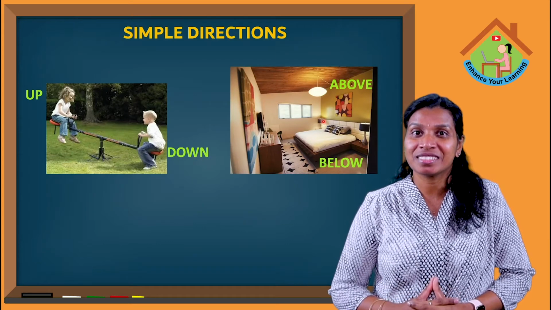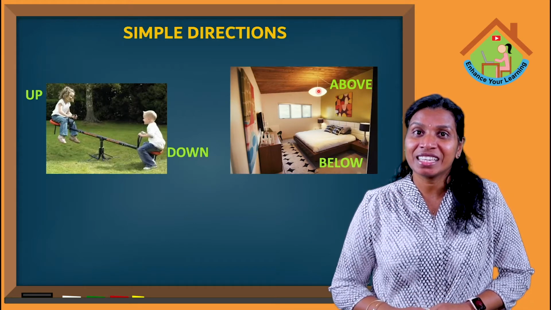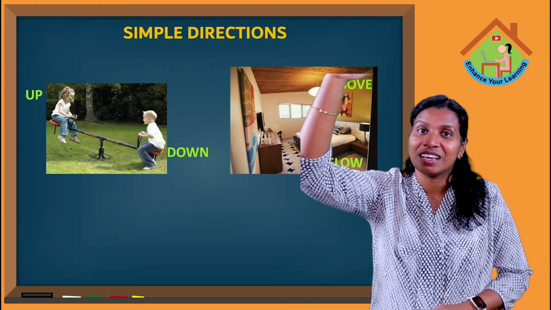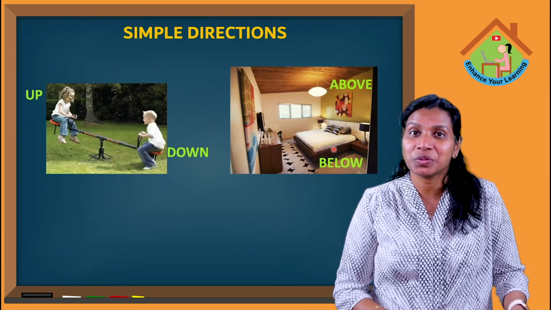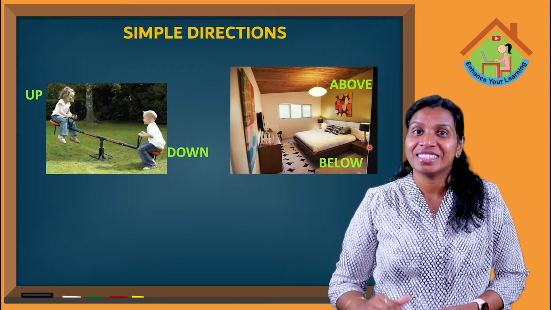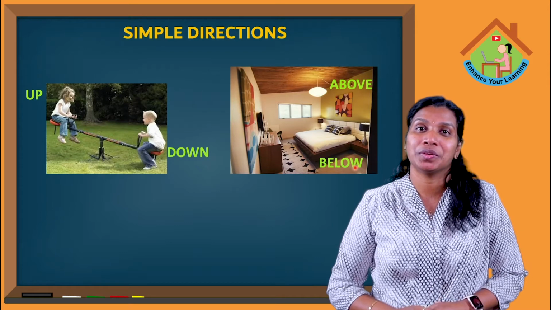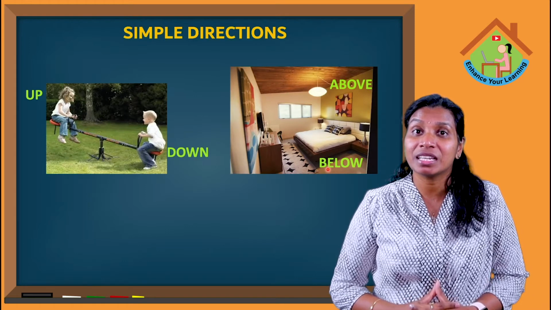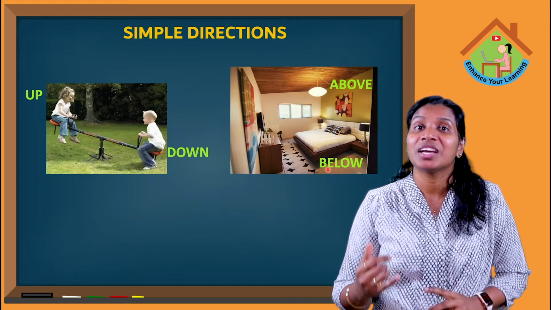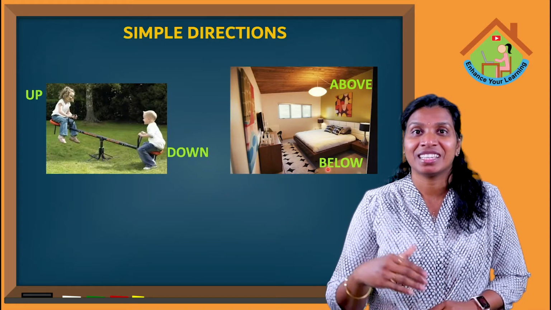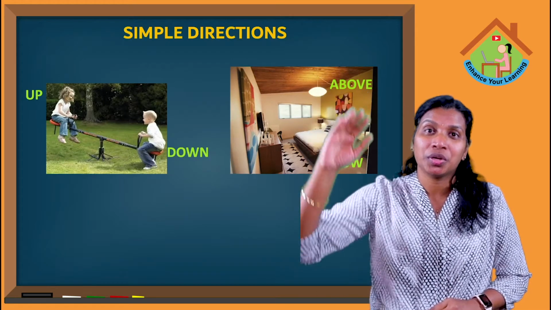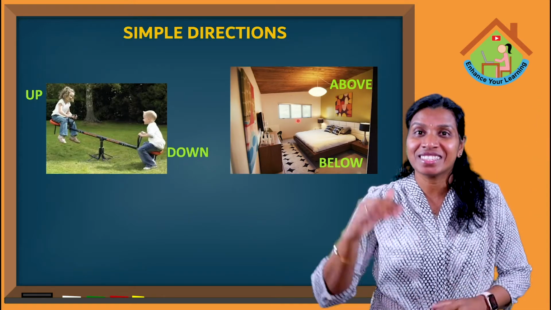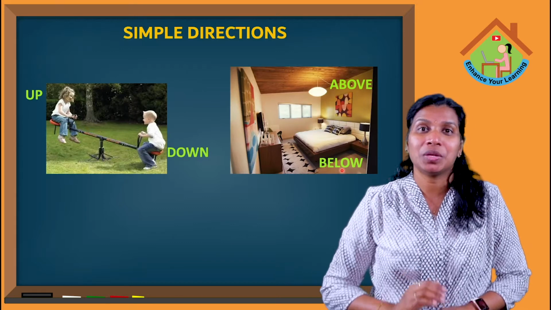Next, look at the house where the light is hanging. The light is hanging above us. And where are the birds and sofa and table? It is below. So these are all called simple directions. So what are the simple directions? Front, back, left, right, top, bottom, up, down, above and below.